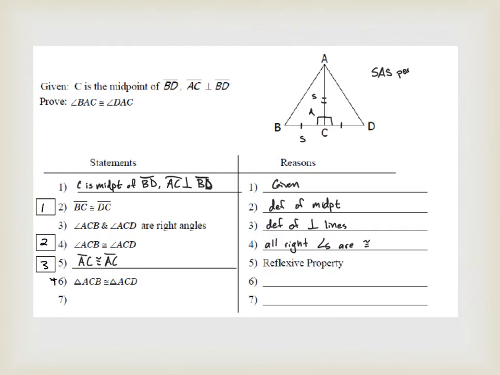Now remember, the reason why we're going through this is because we need to prove these 2 triangles are congruent. Once we prove these 2 triangles are congruent, we can use the acronym CPCTC to prove these 2 pieces are congruent. So let's finish this off. We now know that triangle ACB is congruent to triangle ACD because of the side, angle, side postulate.